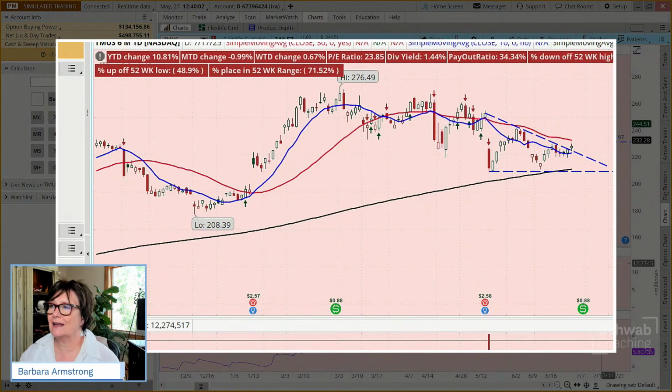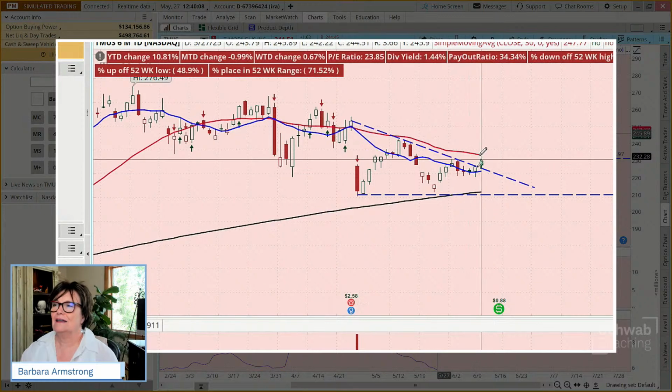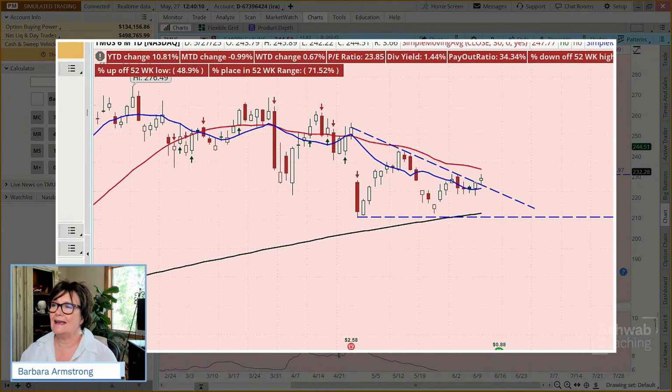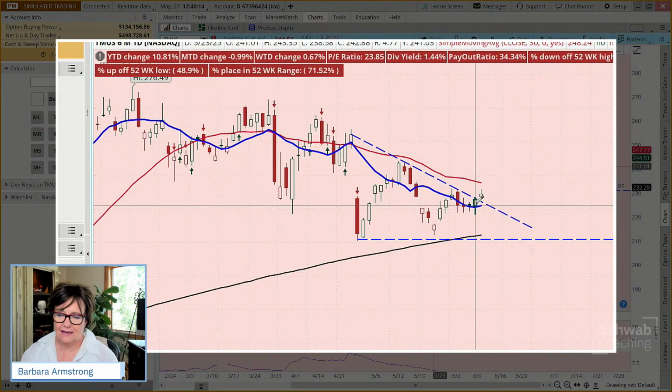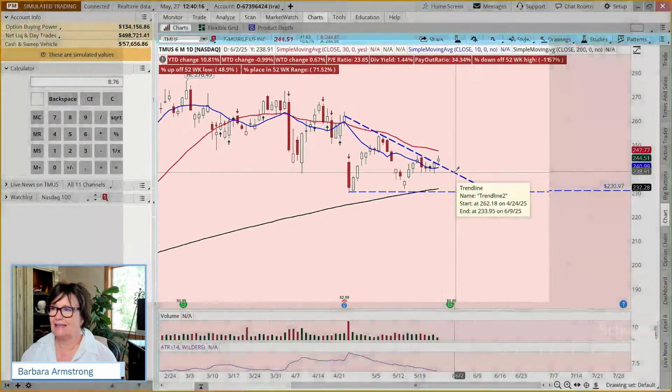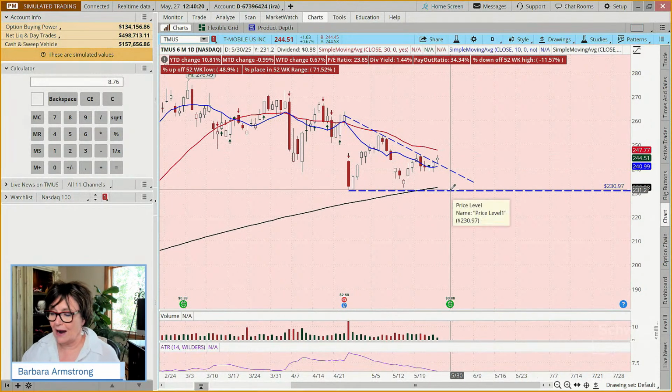Today it appears to be breaking out, but it's just peeking its head above. And so you may want to wait. A trader may say, I'm just going to wait and see if it comes back to retest and see if this is actually a breakout, or might it perhaps be a fake out.